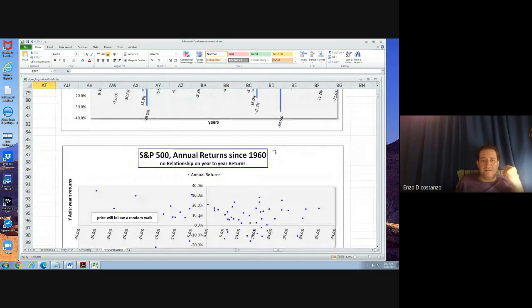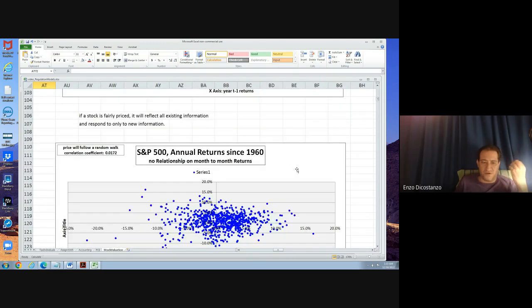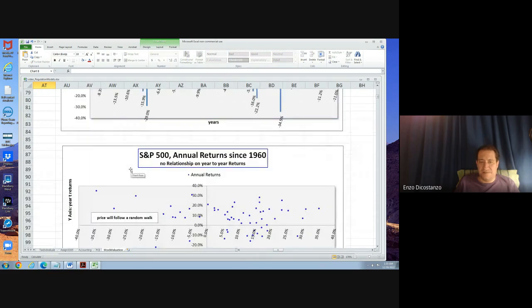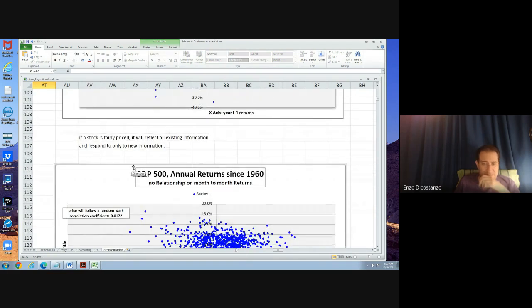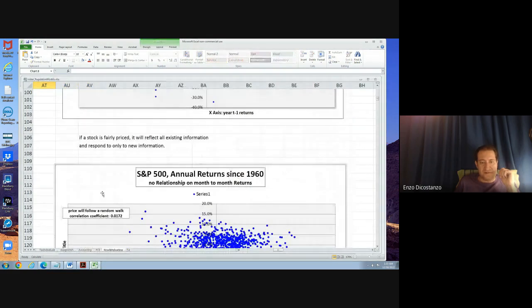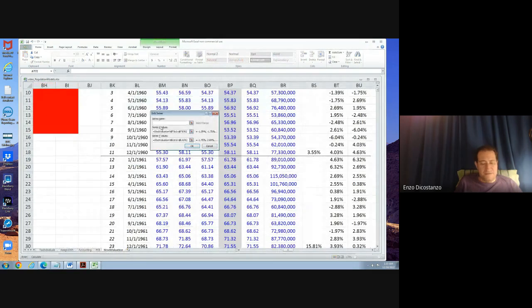You have the relationship that says, okay, well, are the current returns dependent on previous years? It says price will follow a random walk, and then you hammer down, beyond just your observation, with a correlation coefficient with little statistics that says basically the same thing. Okay, these are monthly returns. And monthly. So right click, select the data, edit monthly returns. Hit OK, hit OK.